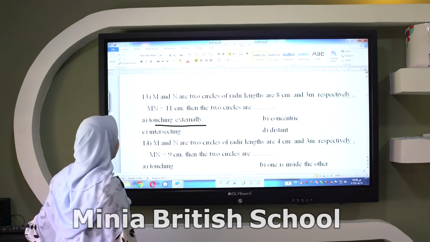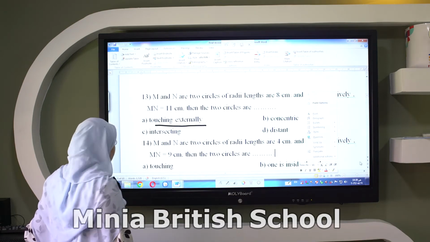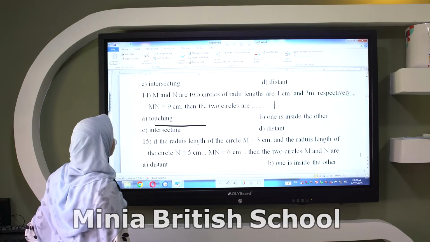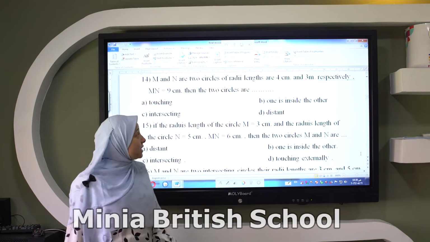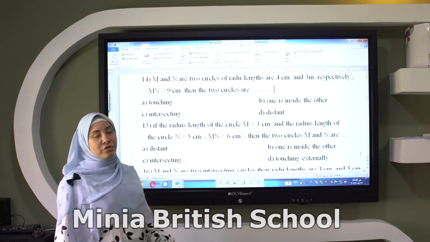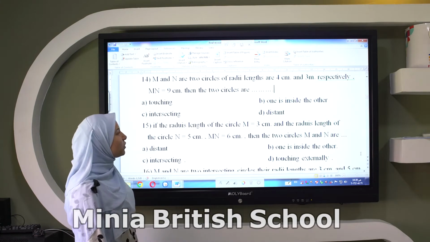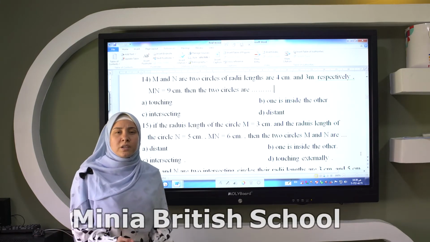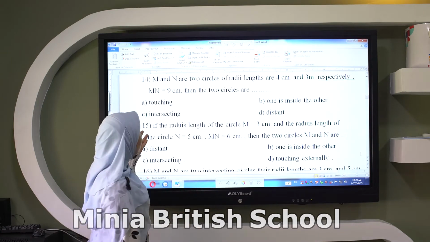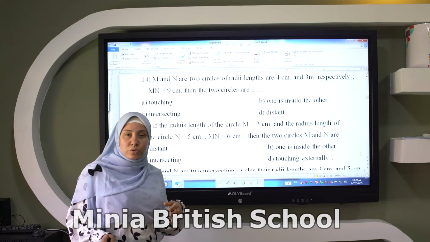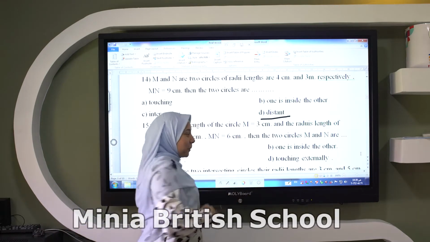Number 14. In number 14 here, M and N are two circles of radii lengths 4 centimeter and 3 centimeter respectively. MN equals 9 centimeter. Then the two circles are what? If you find the sum of the two radii, here 3 plus 4 equals 7. But MN is greater than the sum of the two radii, then the two circles are, yes, distant.